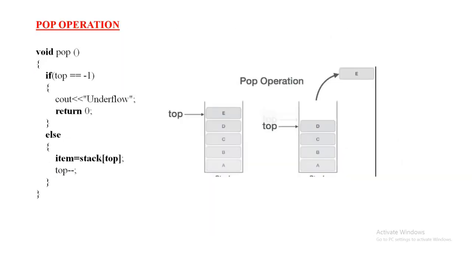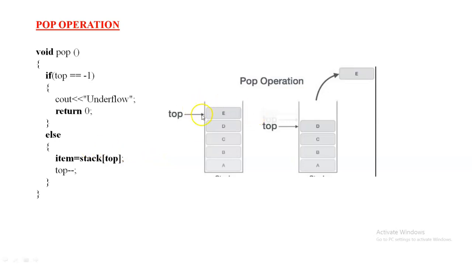The next one is the pop operation. Pop is nothing but a deletion operation. We saw that at the initializing phase, top will be minus 1. So if top equals minus 1, it means the stack is empty. If the stack is empty, we call it underflow. So if top equals minus 1, it is underflow. Else, if it is not underflow, you can delete an element from the stack.